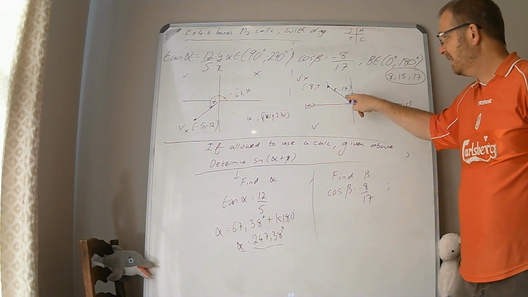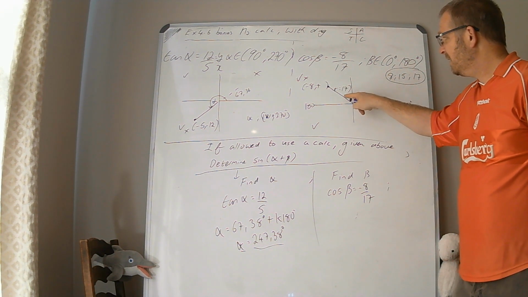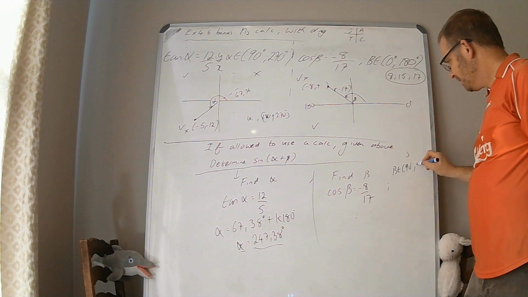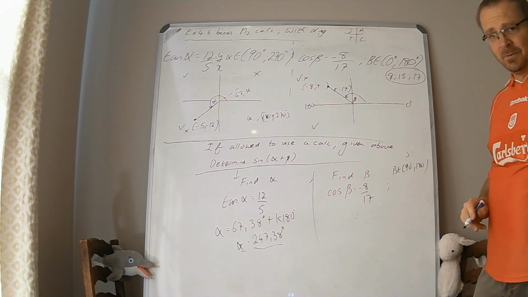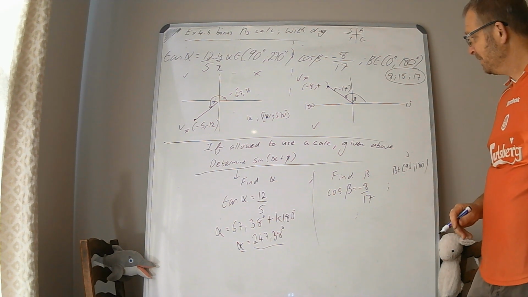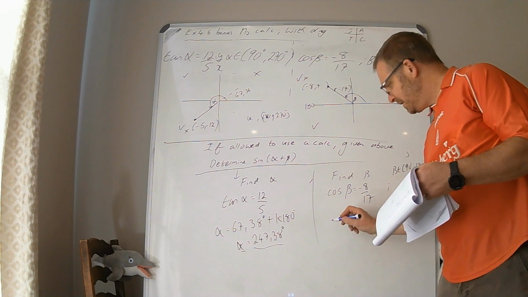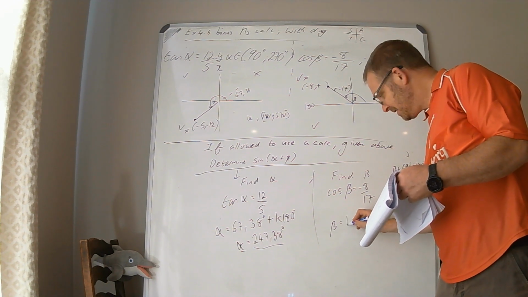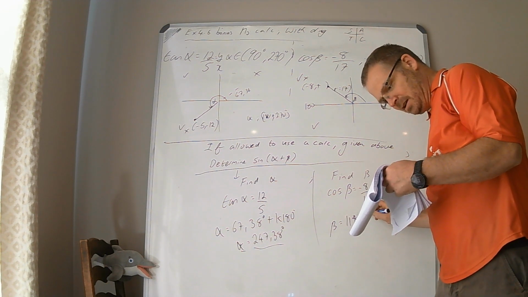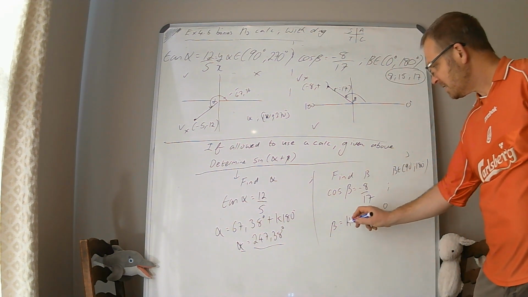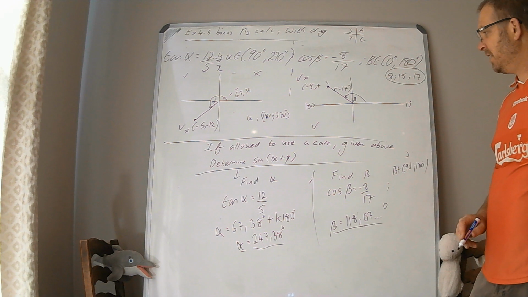Using all the information given, it's actually between 90 and 180. It's an obtuse angle. Okay, so go figure out angle beta. If you use a calculator, shift cos to the negative 1, negative 8 over 17, you get beta is equal to 118.07 whatever degrees. Okay. So now I've got angle alpha and I've got angle beta.